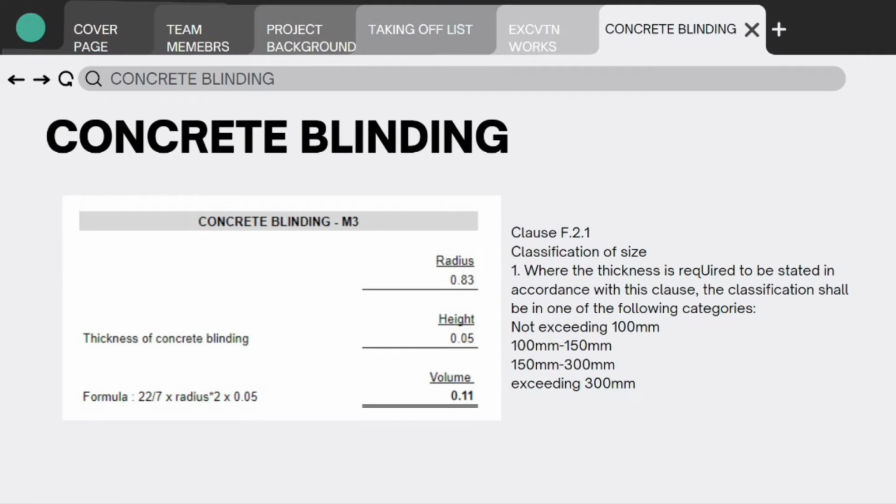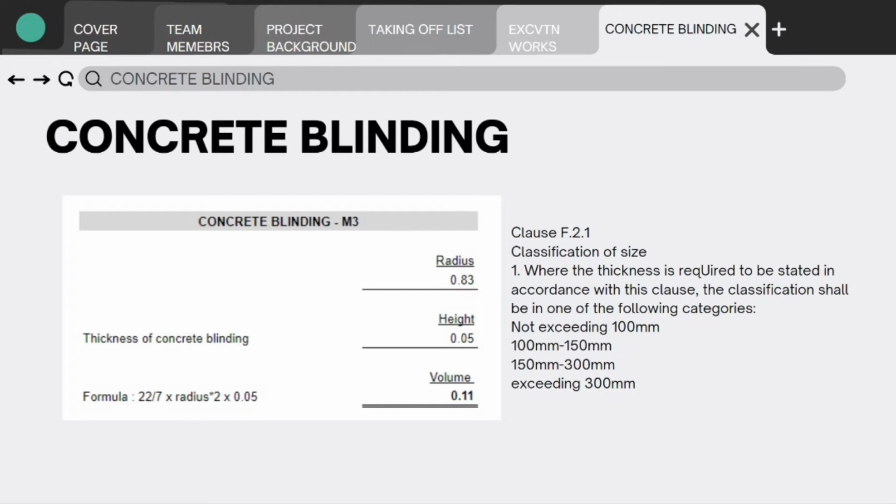Concrete blinding. The calculation for concrete blinding for MH1 and MH5 is the same. The radius 0.83 is taken from the excavation pit calculation. The height is the thickness of concrete blinding, which is 50 mm, 0.05, and to get the total volume, we calculate it by using the formula pi r squared times h, which is 22/7 times 0.83 squared times 0.05 to get a total volume of 0.11.